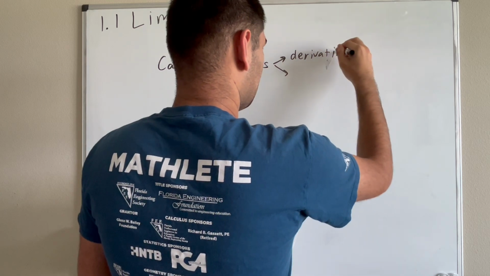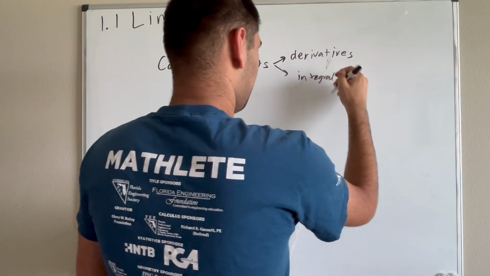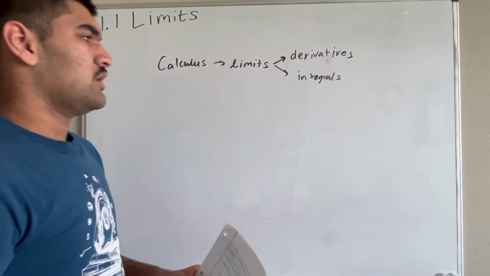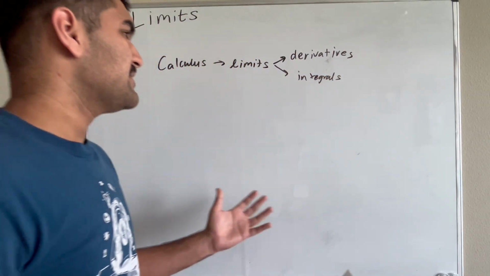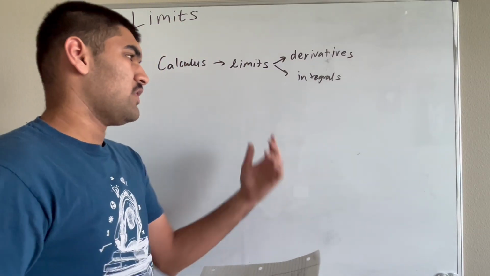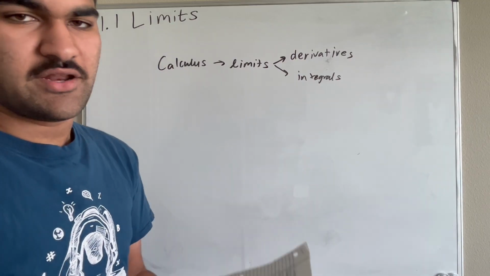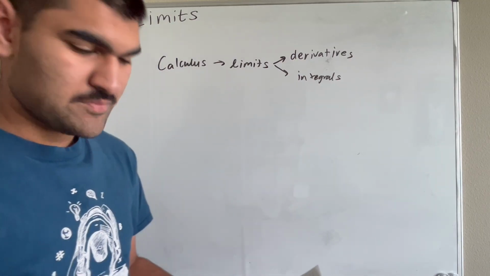Derivatives, integrals, right? So briefly speaking, a derivative is really just an instantaneous rate of change, and then an integral is like accumulation, right? It's like an accumulation function of a sort.